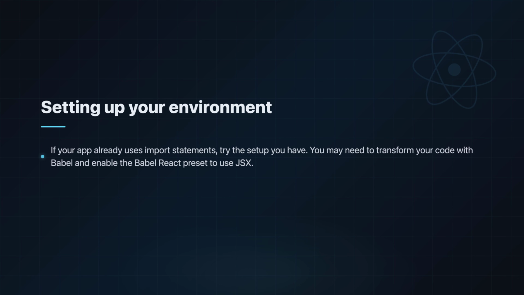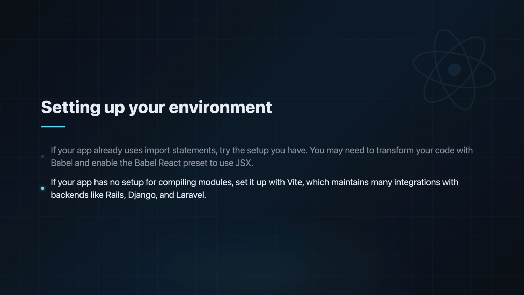Setting up your environment. If your app already uses import statements, try the setup you have. You may need to transform your code with Babel and enable the Babel React preset to use JSX. If your app has no setup for compiling modules, set it up with Vite, which maintains many integrations with backends like Rails, Django, and Laravel.